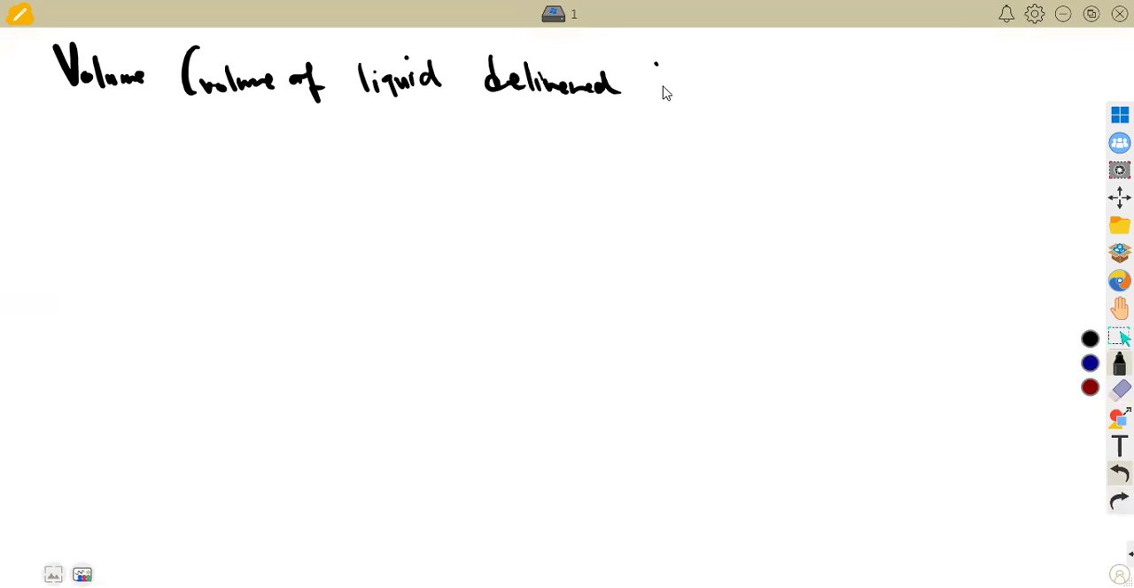Delivered per stroke. So that's what you're going to have in the first place. So what is going to be this volume delivered per stroke? As we know, volume is simply area times the distance moved. So our volume is simply going to be area, which is pi d squared over 4, times the distance.